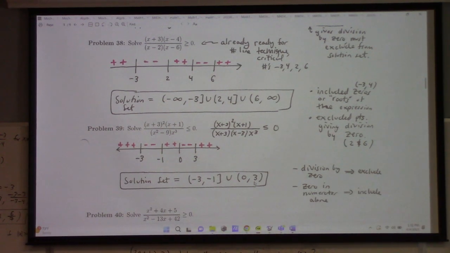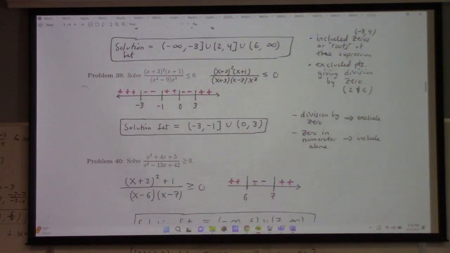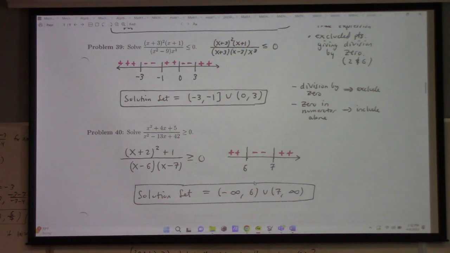The next one has completing the square in it. Notice that x squared plus 4x plus 5, when we complete the square, is (x plus 2) squared plus 1, which is never 0. That's prime. So that thing just stays there and stays positive all the time, all right?